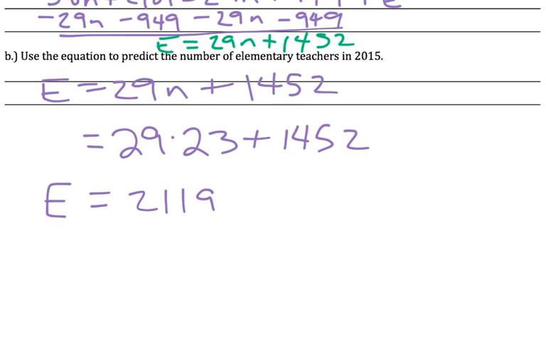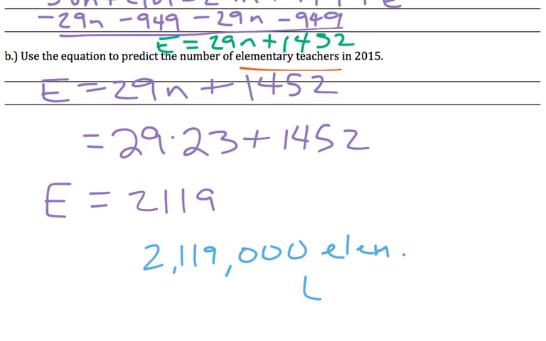Now the issue here is we need to know the number of elementary teachers, right? So when we write this, we are not going to say 2,119 elementary teachers. This answer is in the thousands, so we would add 000 and then say elementary teachers. And box that.